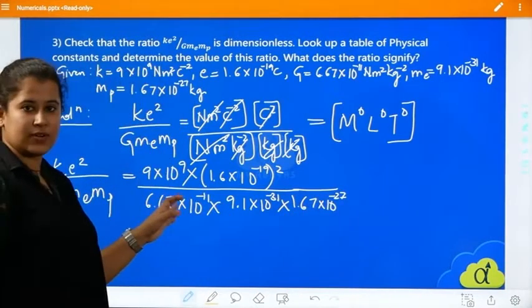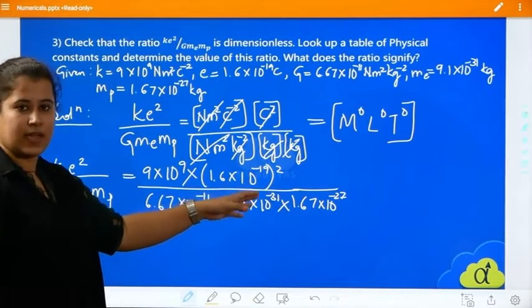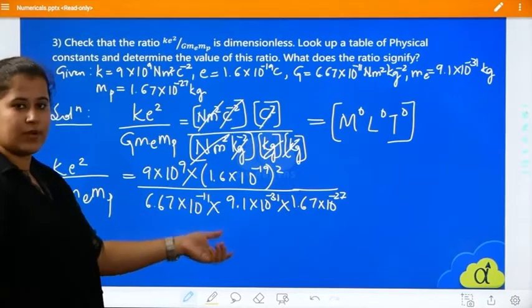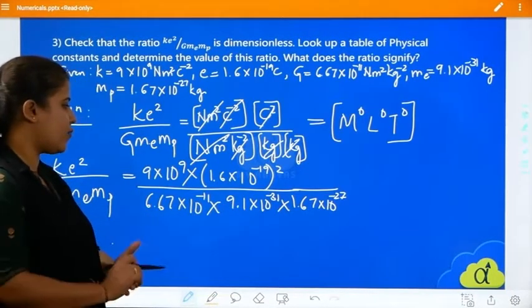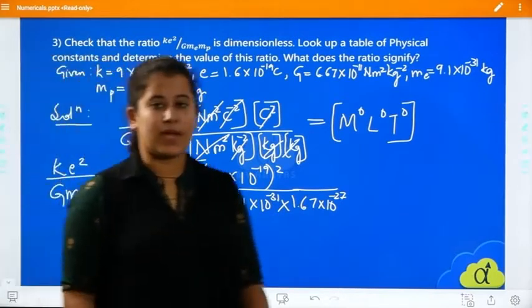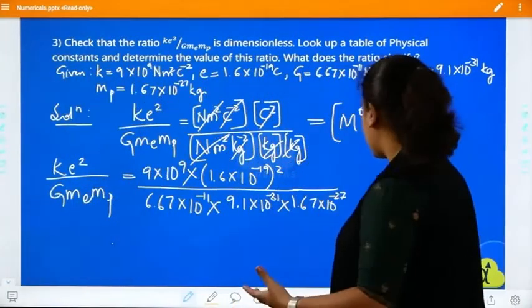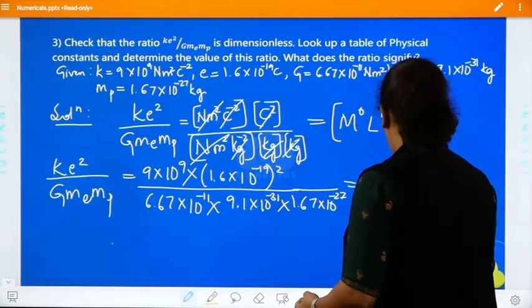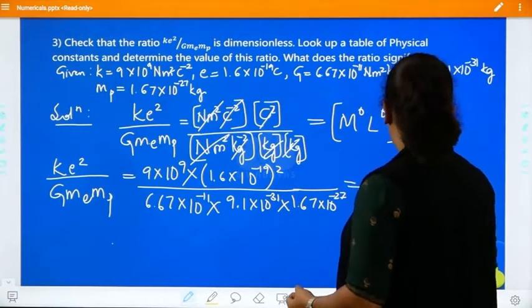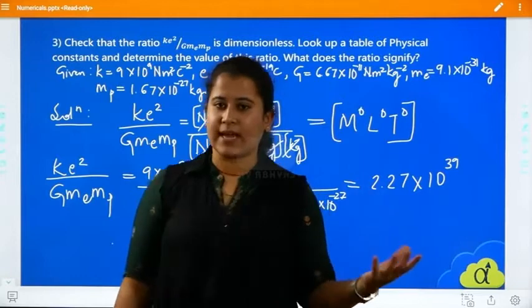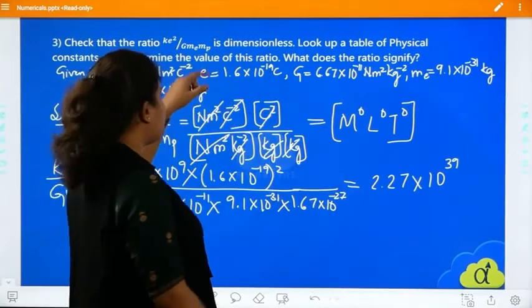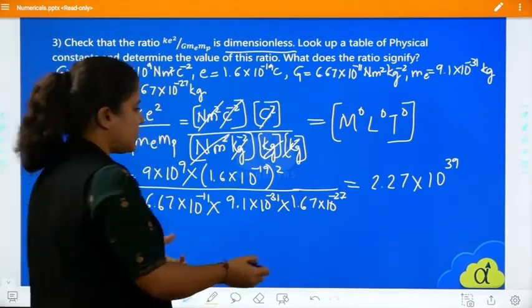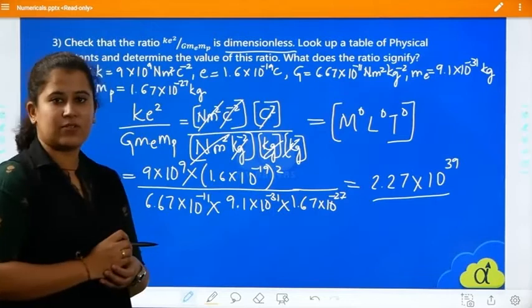So here 9 into 10 raised to 9, 1.6 into 10 raised to minus 19 whole square, divided by 6.67 into 10 raised to minus 11 into 9.1 into 10 raised to minus 31, and 1.67 into 10 raised to minus 27. After solving this, what I get is around 2.27 into 10 raised to 39. The SI unit isn't there because it's a dimensionless quantity. Okay, so first we got to know that it is dimensionless, and the second is that the value of this ratio is 2.27 into 10 raised to 39.